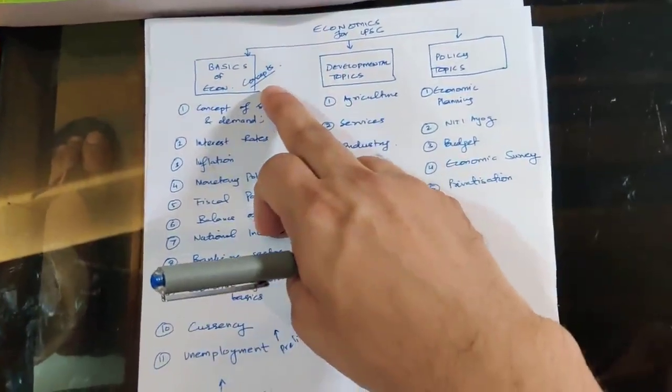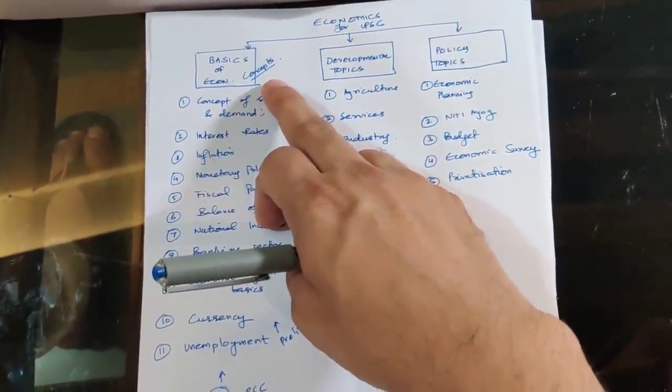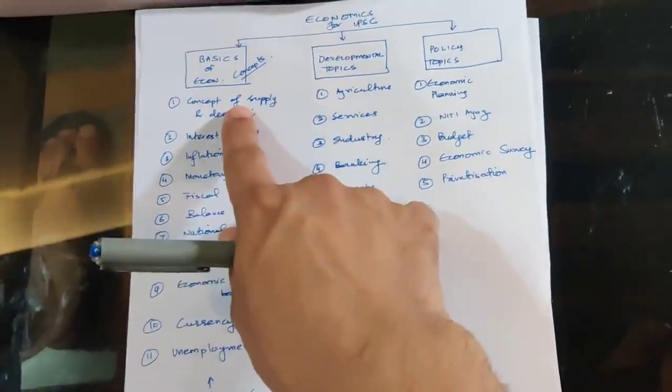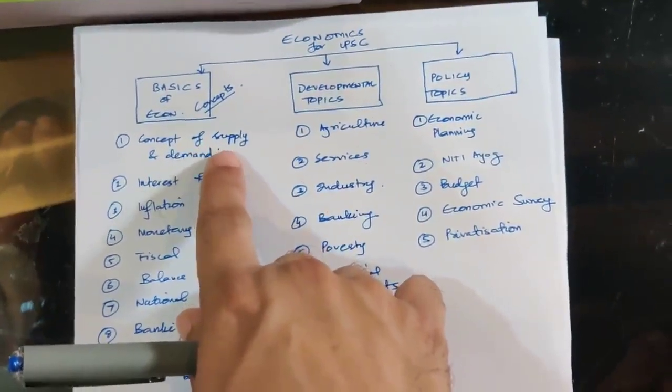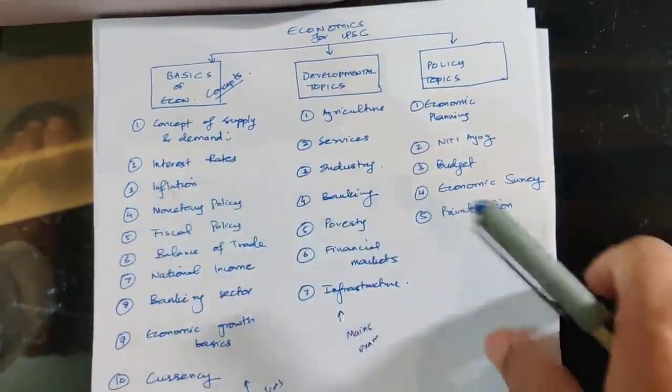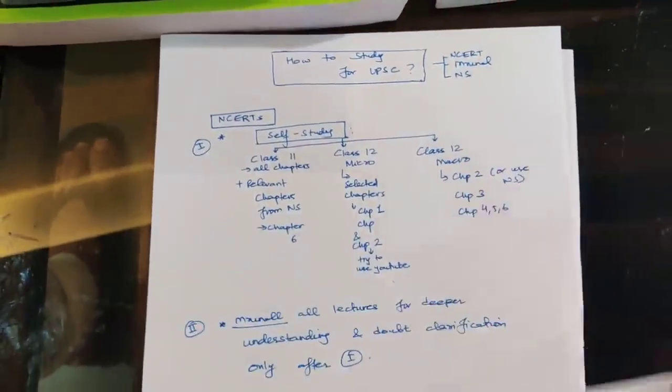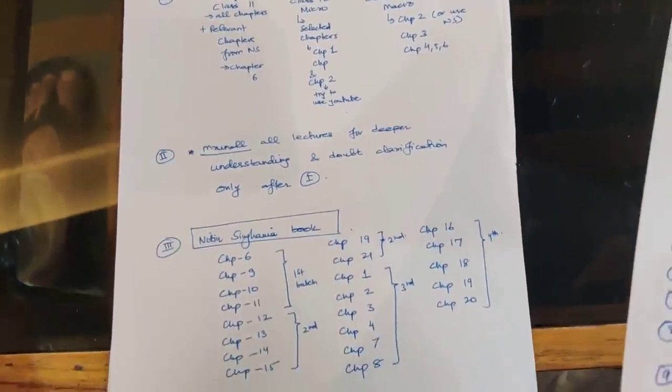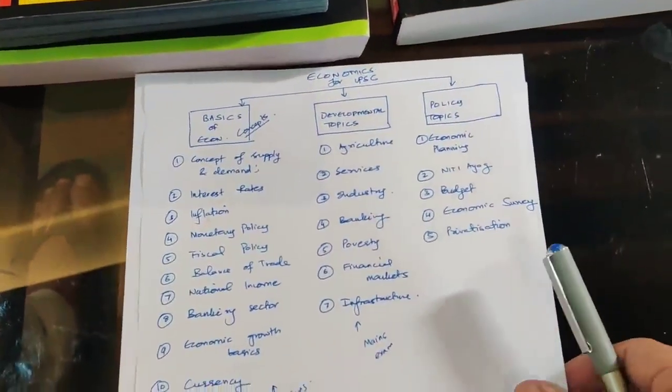So what are the basic economic concepts that you need to know for UPSC? Well, first of all, you need to understand the concept of supply and demand. This you can learn from NCERT. I'm going to also tell you the sources. This is the source page that I've created. I will post this on my community channel also, so you can refer to it from there.